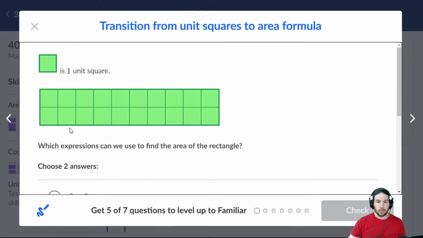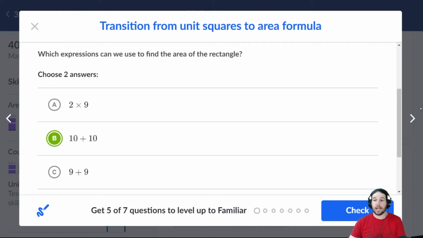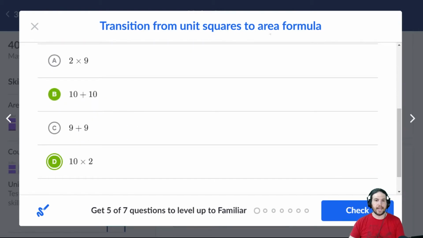So we could do, is that 9 or 10? 1, 2, 3, 4, 5, 6, 7, 8, 9, 10. We could either call that 10 plus 10, or we could call that 10 times 2. Both are correct. Moving on.